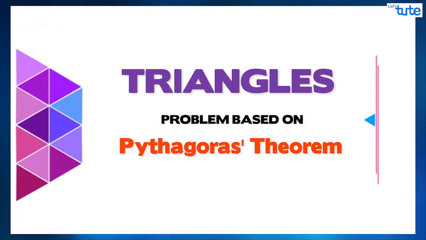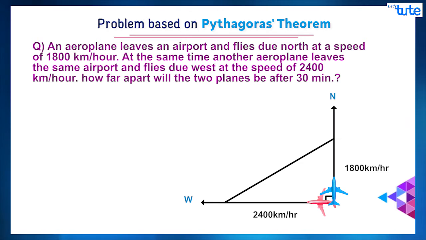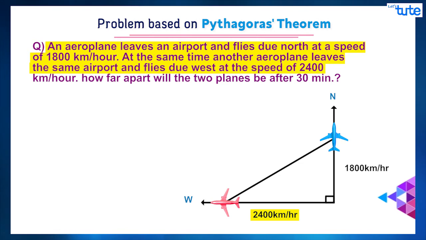Hi, in this video we are going to solve a sum based on the Pythagoras Theorem. The sum here states that an aeroplane leaves an airport and flies due north at a speed of 1800 km per hour. At the same time, another airplane leaves the same airport and flies due west at the speed of 2400 km per hour. How far apart will the two planes be after 30 minutes?